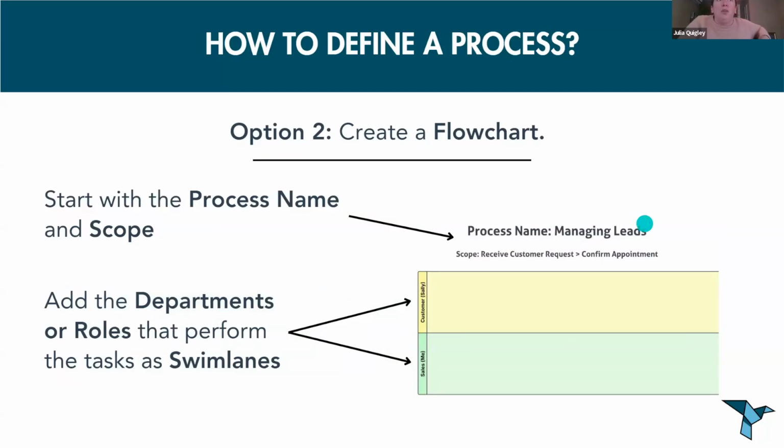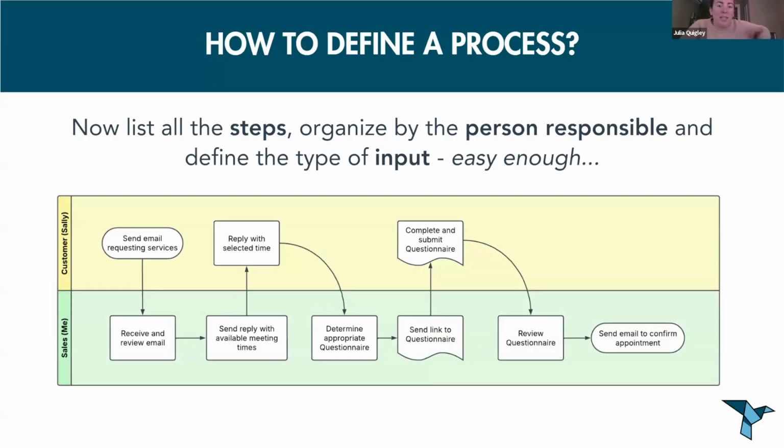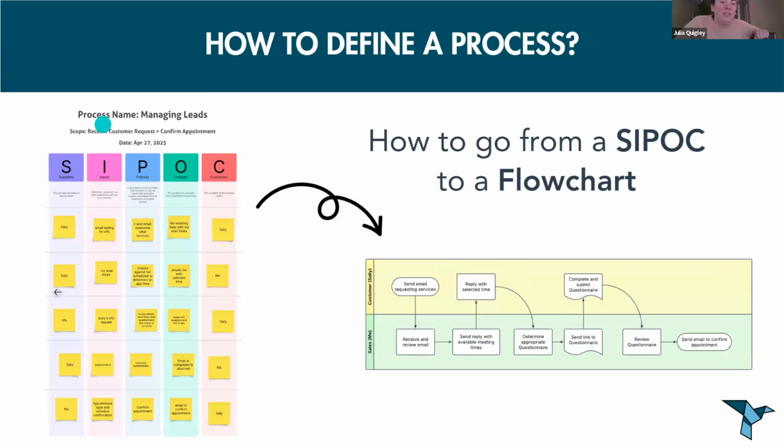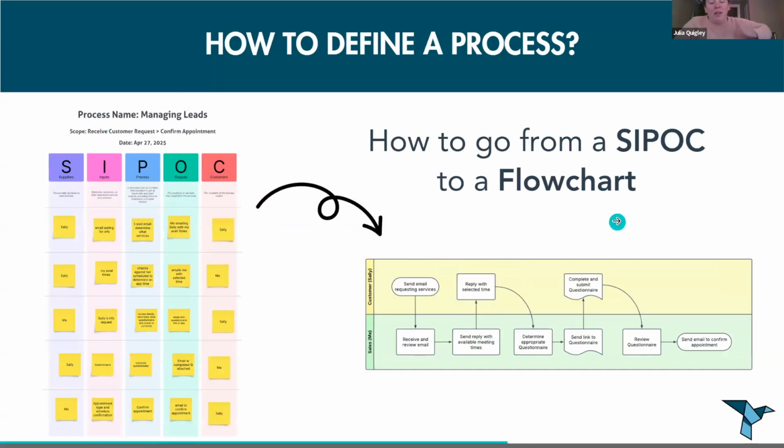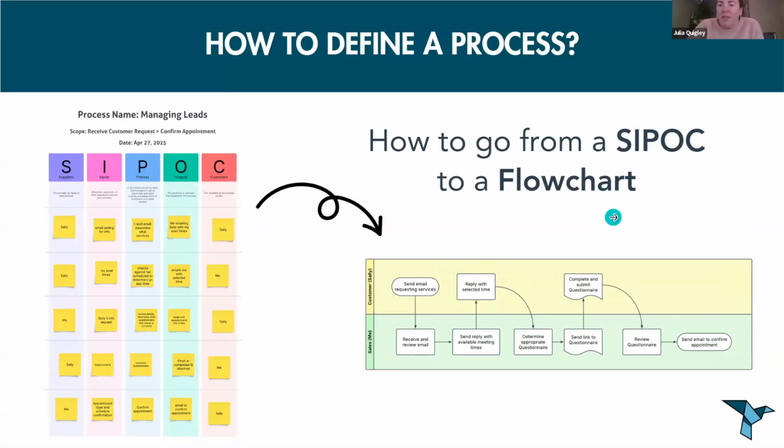And then the next step is to list all the tasks, make sure they're connecting in a logical flow, all the shapes are correct, and all the people are listed, and all the types of inputs are accurate. And it's that easy. That's how you create a process map. So we'll do a little walkthrough of how to go from this SIPOC chart that can get a little hairy into a flow chart to make it cleaner and more visually appealing overall. So now we can go to demo time.